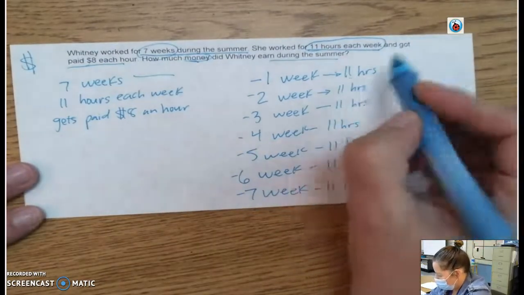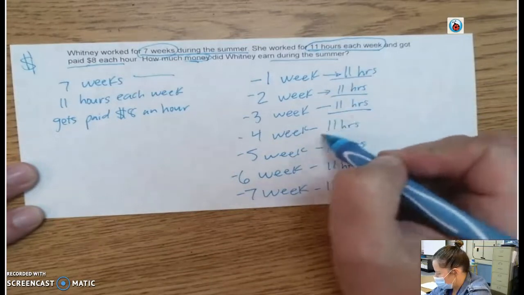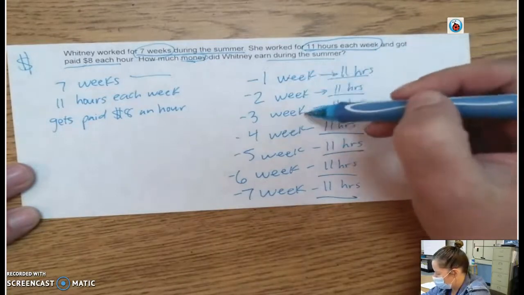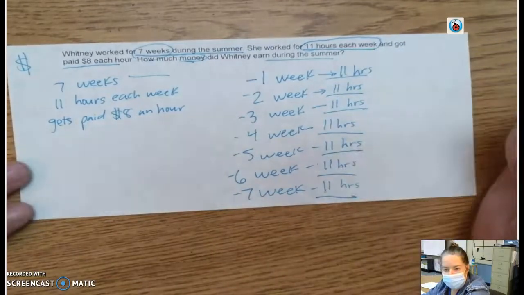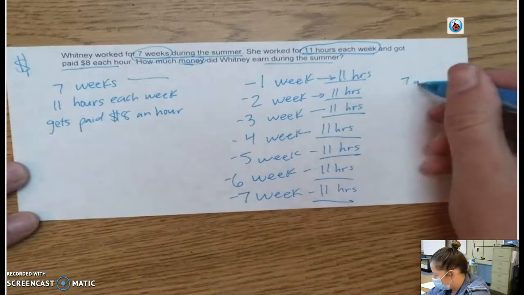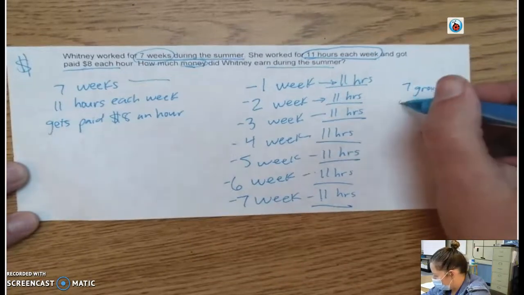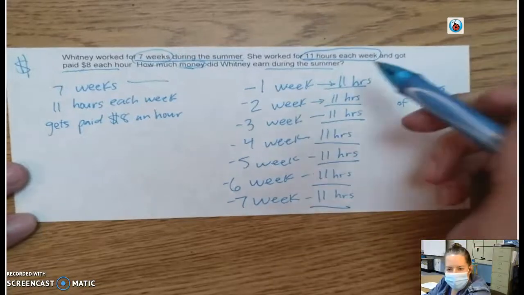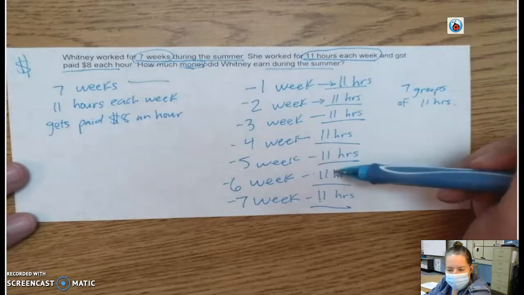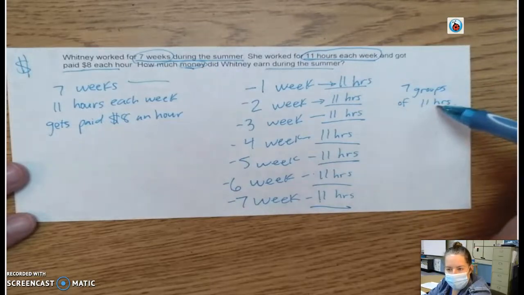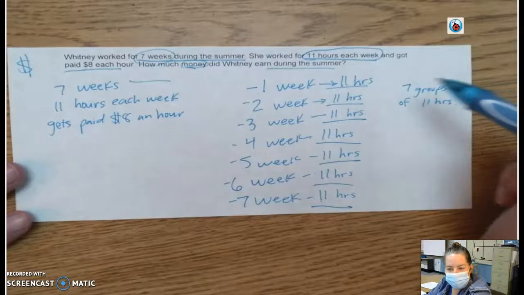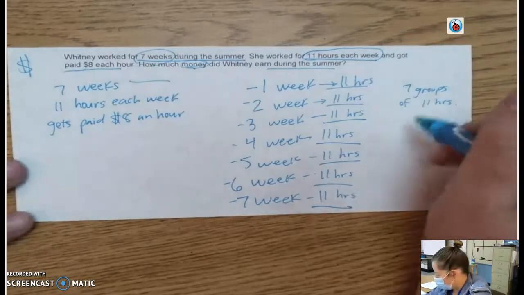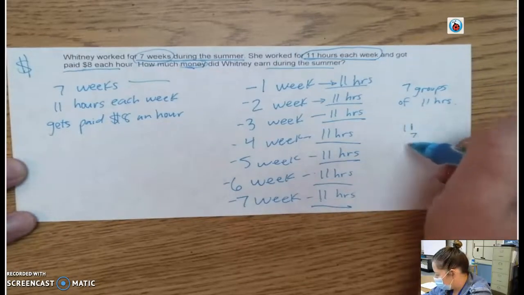Well, what do you notice? I have 11 hours, 11 hours, 11 hours, right? How many groups of 11 hours do I have? I've got 1, 2, 3, 4, 5, 6, 7. 7 groups of 11 hours. Well, for me to figure out how many hours all of this is for the whole summer, that's 7 groups of 11 hours. Groups of is what we do when we are multiplying. So 7 groups of 11, that's 11 times 7.